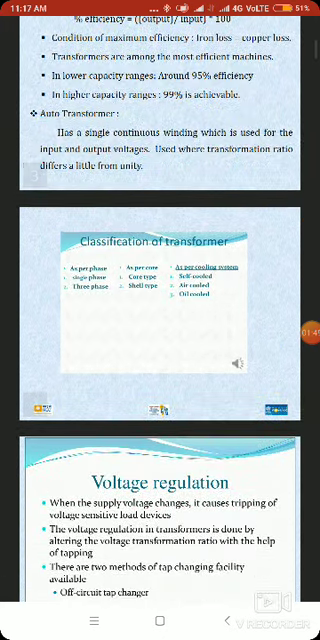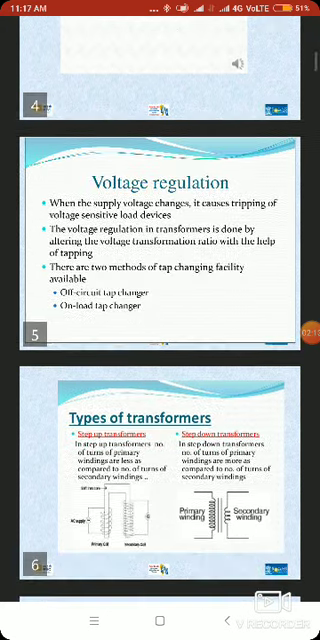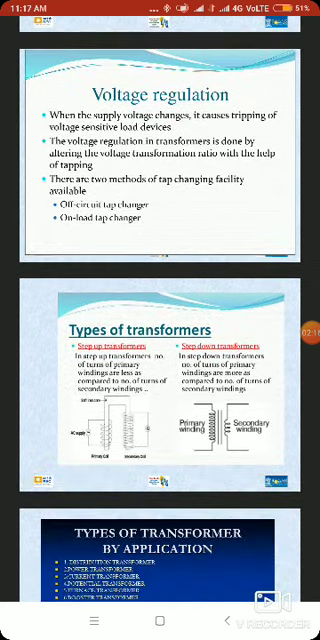So now coming to the classification of transformers. As per phase, it is single phase or three phase. Then as per core, there are two types: core and shell type. As per cooling system, it is self-cooled, air-cooled, oil-cooled. Now I'm skipping voltage regulation.